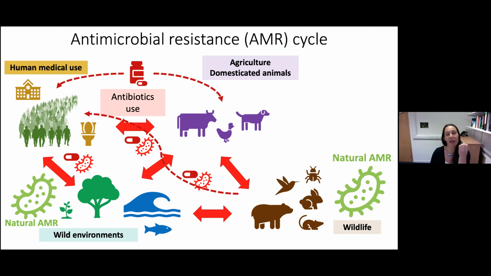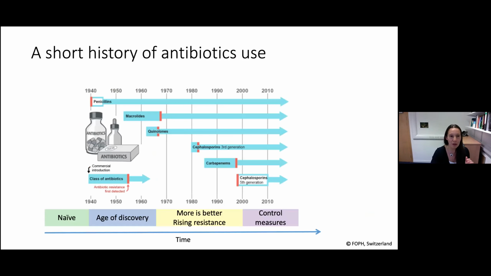So how do we characterize and quantify this natural antimicrobial resistance? My take on that is that the only way to do this is to travel back in time to before humans started producing antibiotics. But before we do that, let me show you another slide about a little bit of the history of antibiotic use. Since we need to travel back in time, we need to know how far back we need to go.